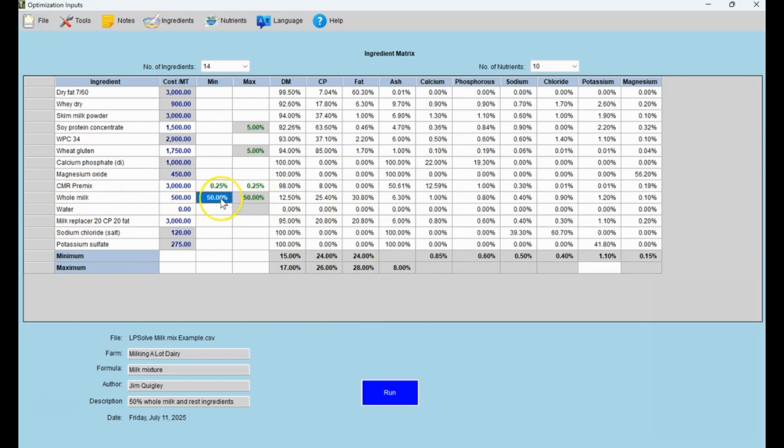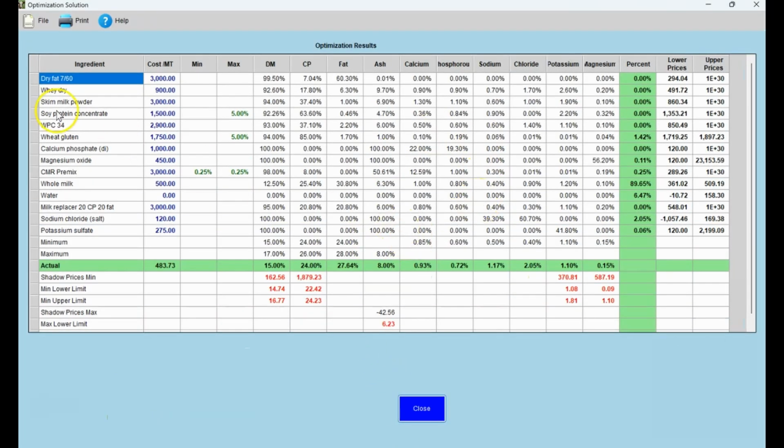To explore this further, we'll remove the minimum and maximum constraints on whole milk and rerun the model. This time, LPSolve finds a feasible solution, with whole milk entering at about 90% of the formula. In this solution, we meet our solids target between 15 and 17%, protein at 24%, fat near 28%, and all mineral constraints are satisfied. The resulting blend is approximately 90% whole milk, 6% water, about 1.4% wheat gluten, and a small amount of vitamin and minerals.